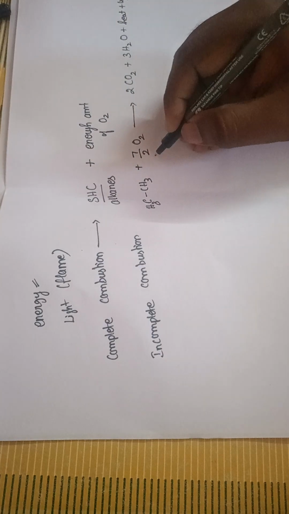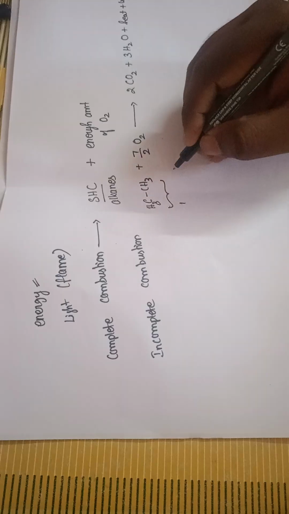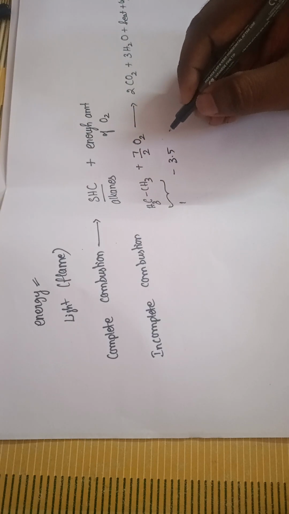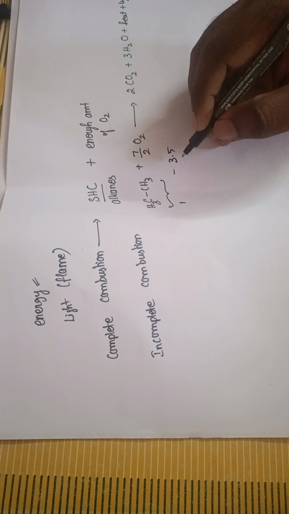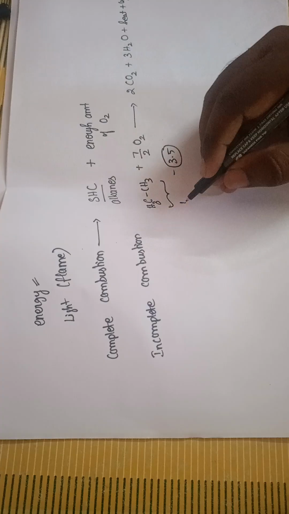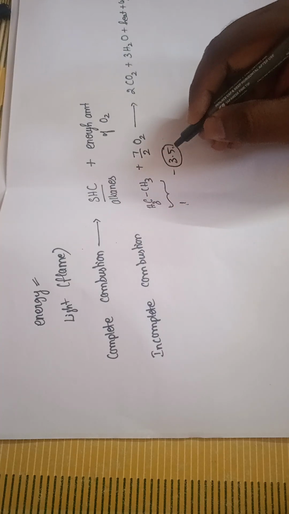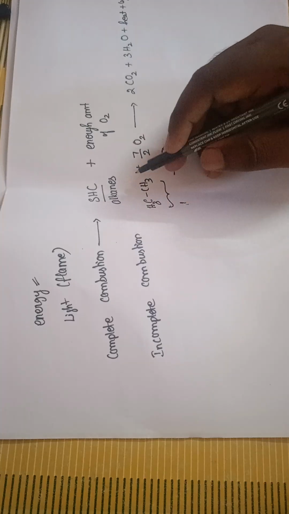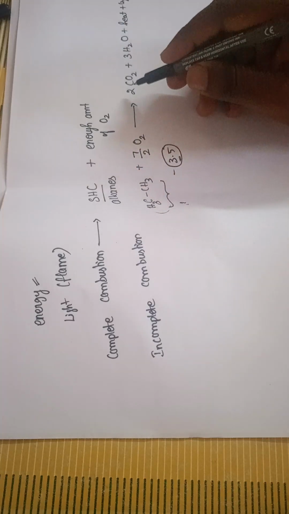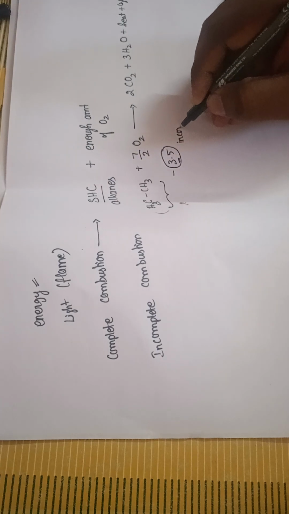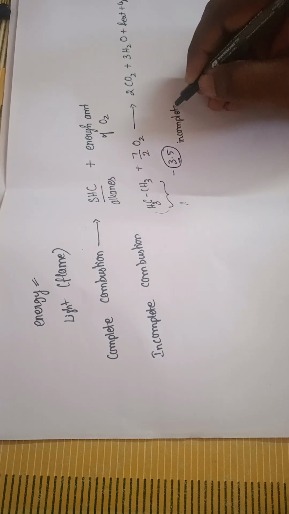Which means for 1 molecule of ethane, we need 3.5 molecules of oxygen. If you are supplying fewer than 3.5 moles of oxygen for 1 mole of ethane, then not all ethane molecules will convert into carbon dioxide and water. There will be incomplete combustion. The combustion will not be complete.